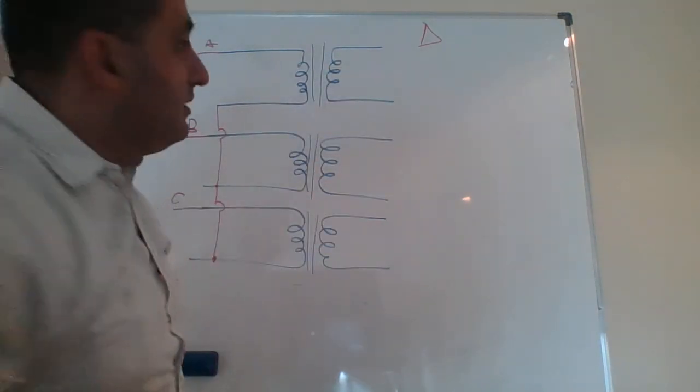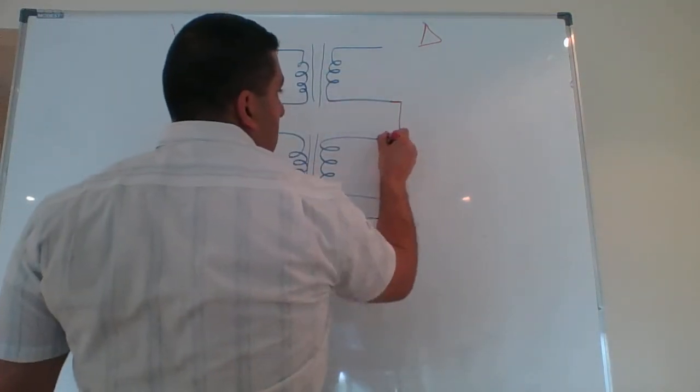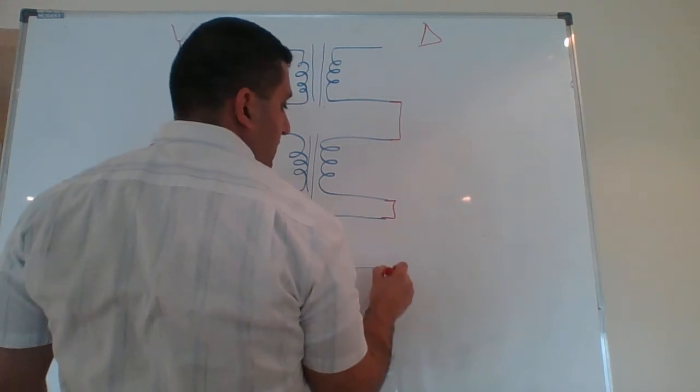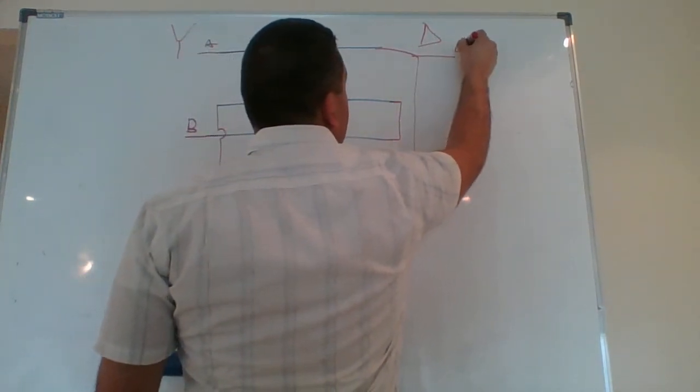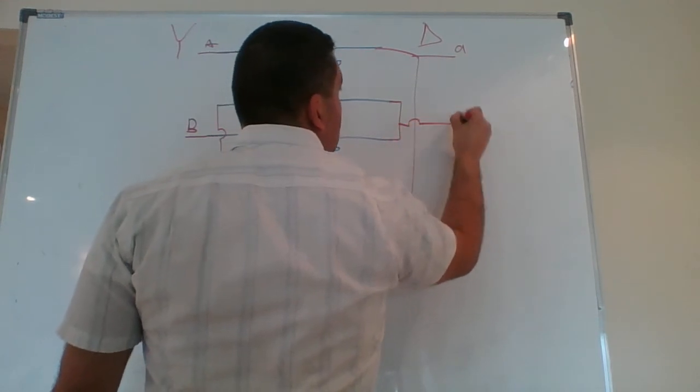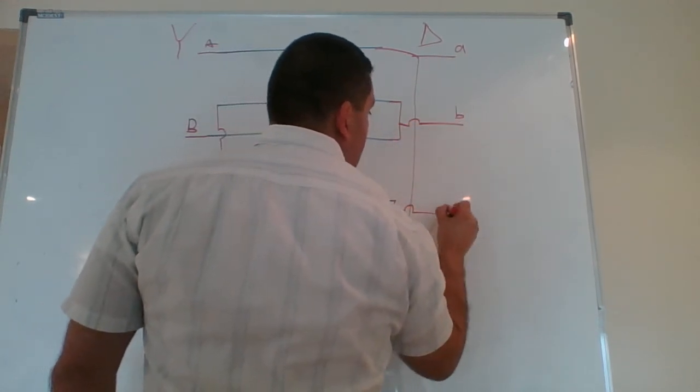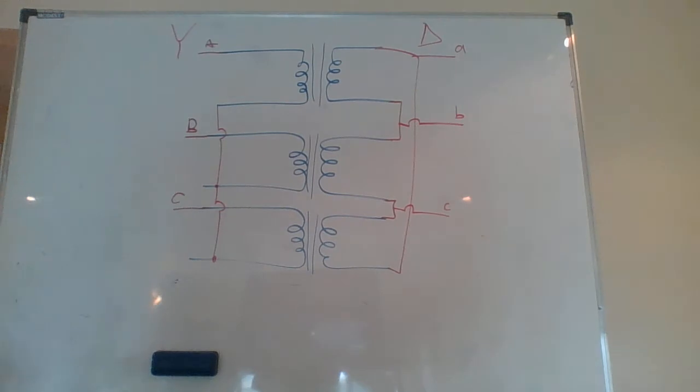On this side, delta, I do the same. This will be connected to this point, this terminal to this terminal, and this terminal like this. And I'll have small a in here, small b in here, small c out.